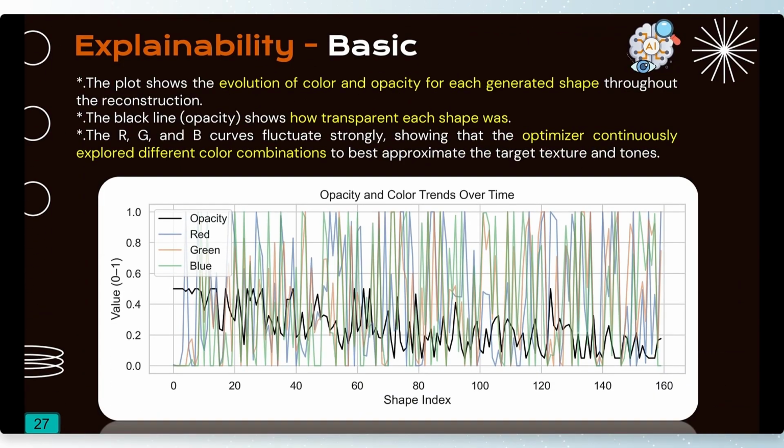Here we also have opacity and color trends over time. The plot shows the evolution of color and opacity for each generated shape throughout the reconstruction. The black line, opacity, shows how transparent each shape was. The R, G, and B curves fluctuate strongly, showing that the optimizer continuously explored different color combinations to best approximate the target texture and tones.